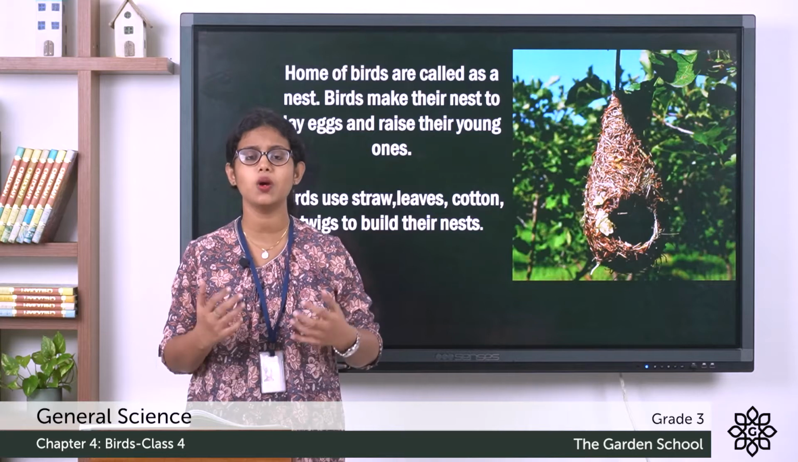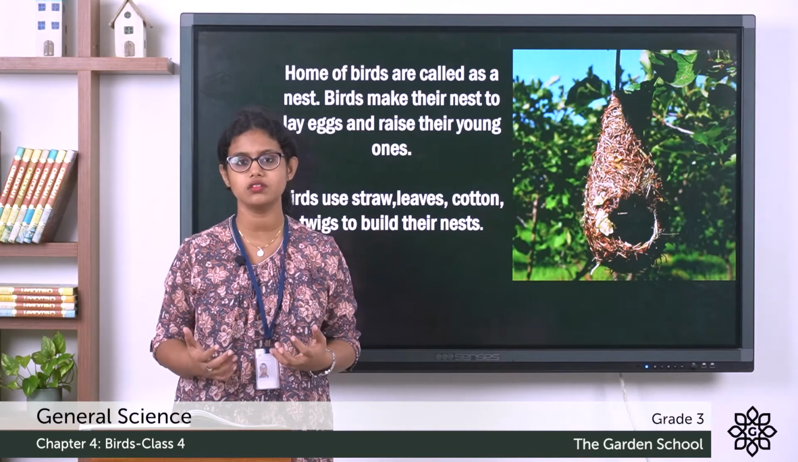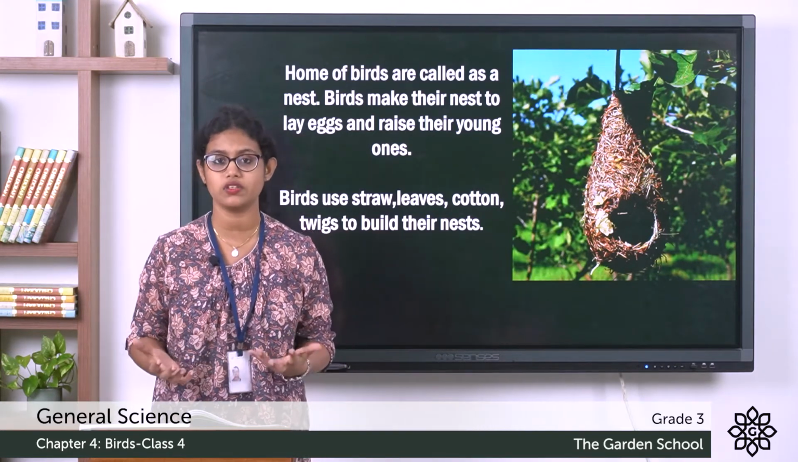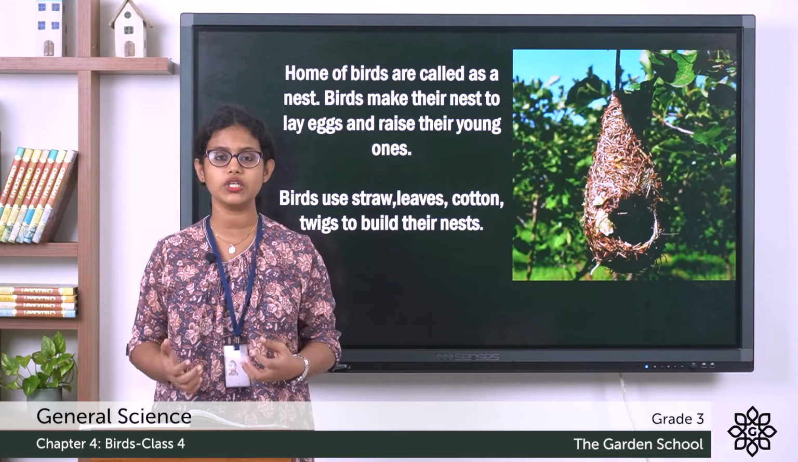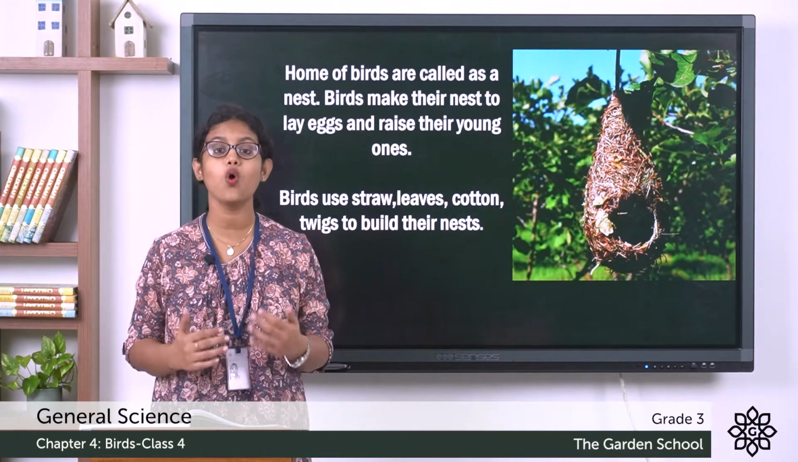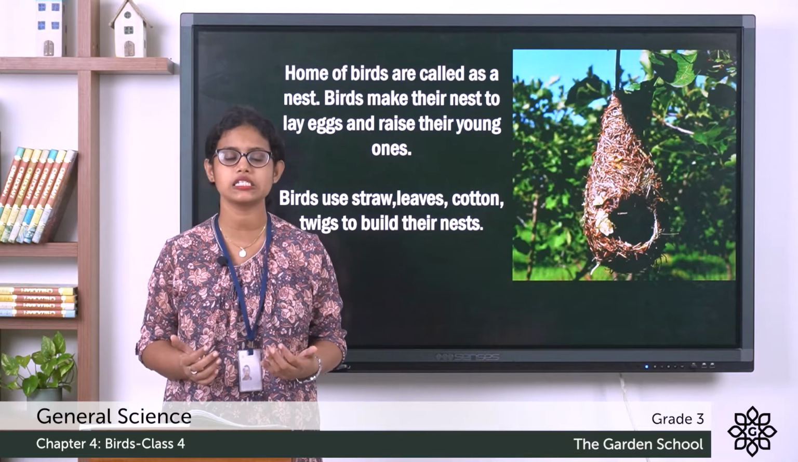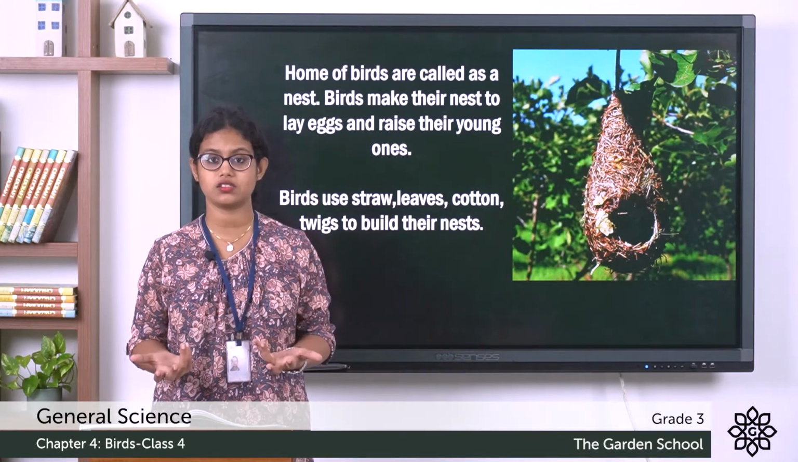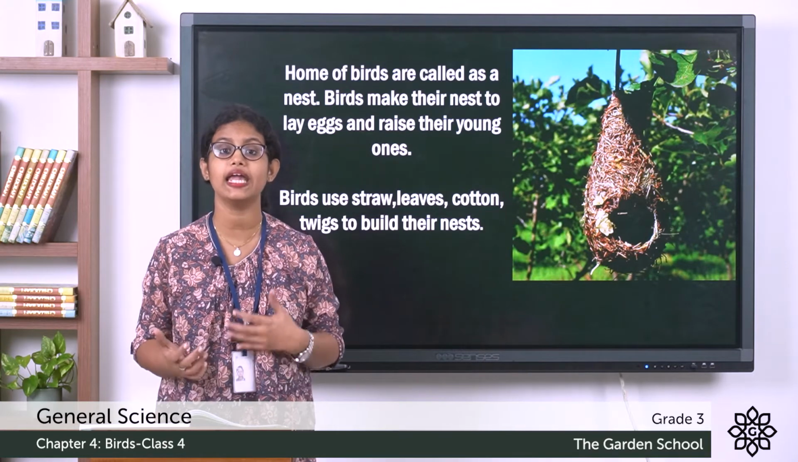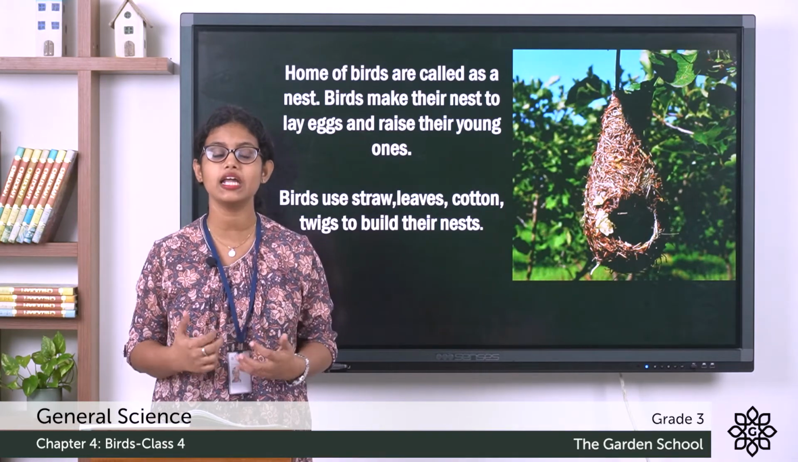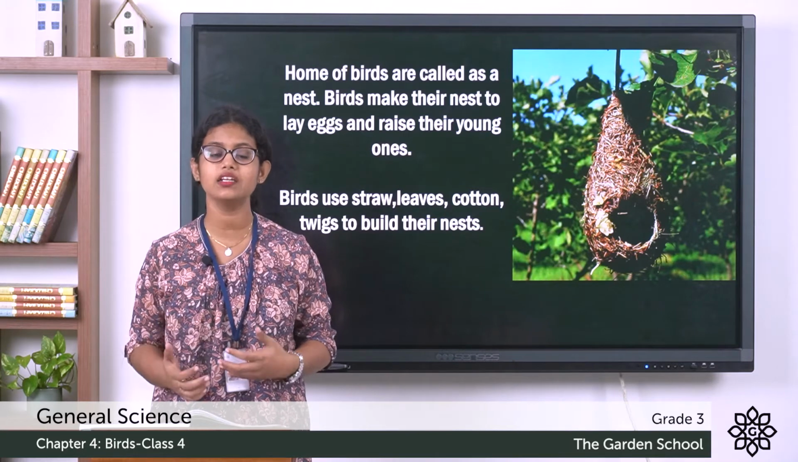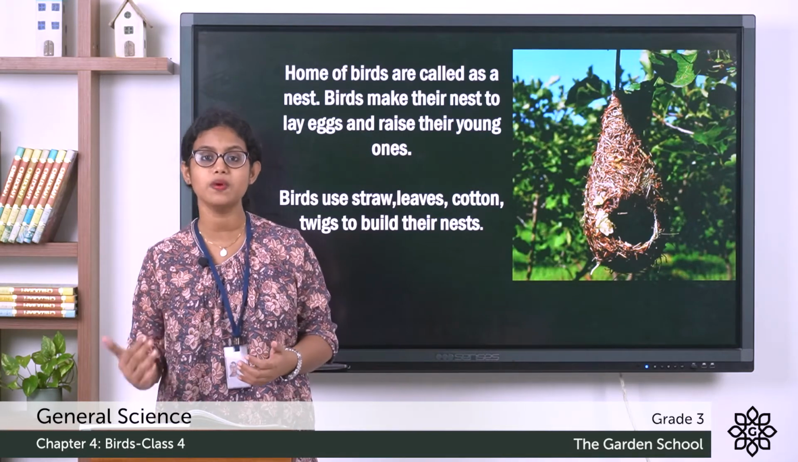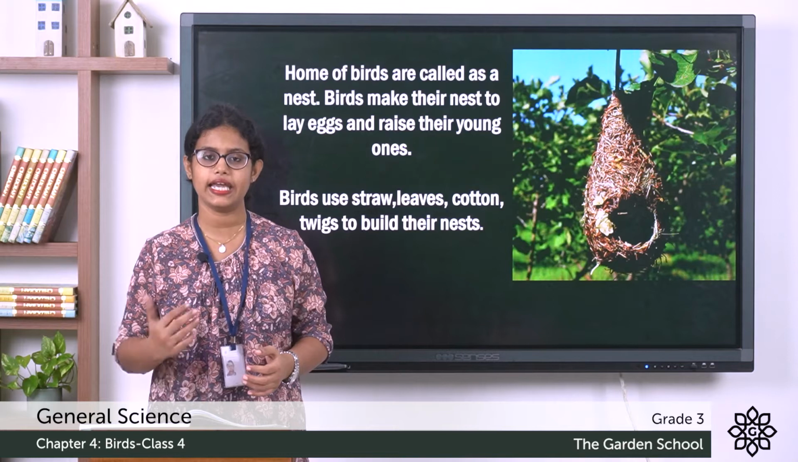So, we know that all living beings, all living things need air, water, shelter to live. So, birds also need a home to live. The home of birds, we call it a nest. And why do these birds need a nest? They need a nest to lay eggs, to raise their young ones. So the home of birds, we call it a nest.